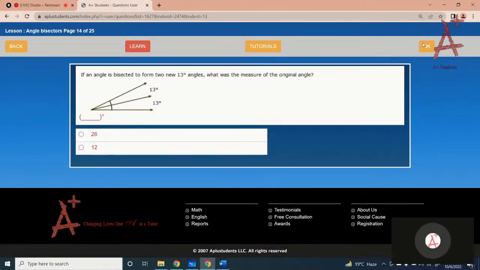If an angle is bisected to form two new 13-degree angles, what was the measure of the original angle? The original angle is 13 times 2 and it would be 26.